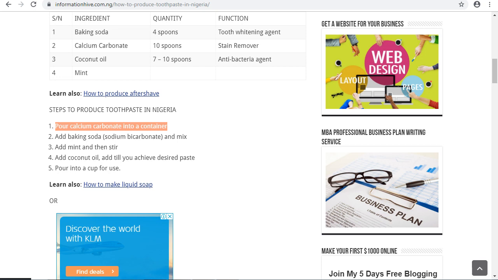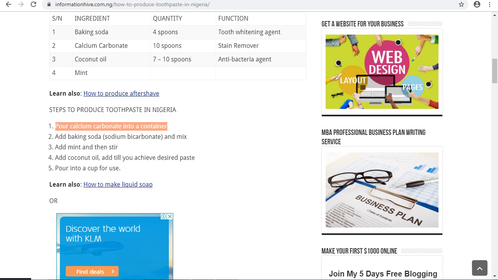Number 1, pour calcium carbonate into a container. Number 2, add baking soda, which is sodium bicarbonate, and mix. Add mint and then stir. Add coconut oil until your desired paste is produced. Pour into a cup for use.